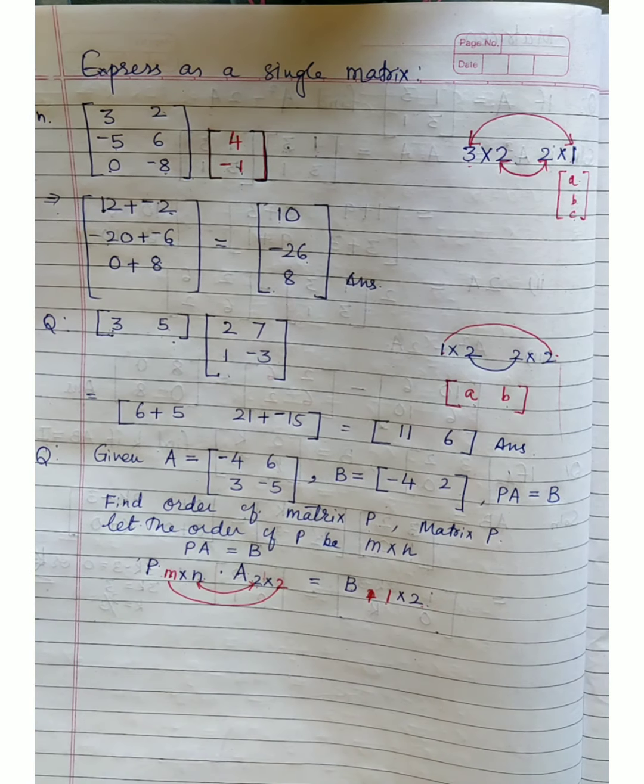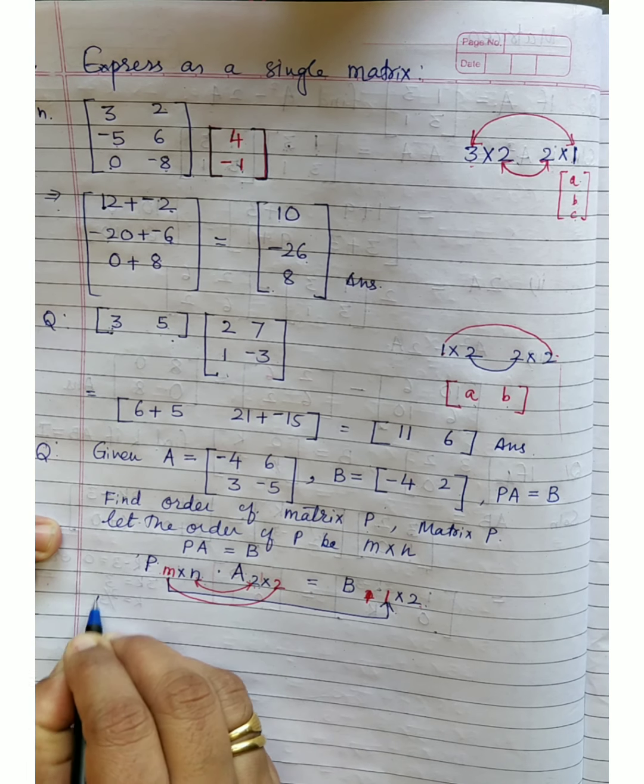So what have you got? Order of matrix P which is m by n, that is 1 by 2. M is 1, n is 2. Now how will we write? We need to write a statement for that. This is understanding, very simple it is.